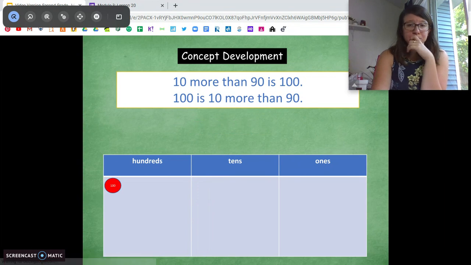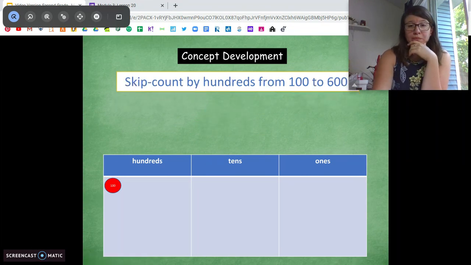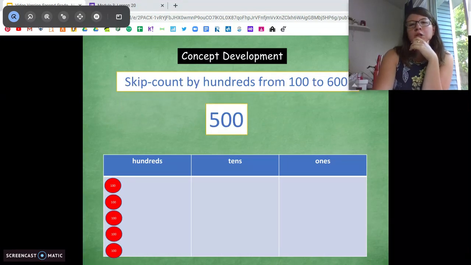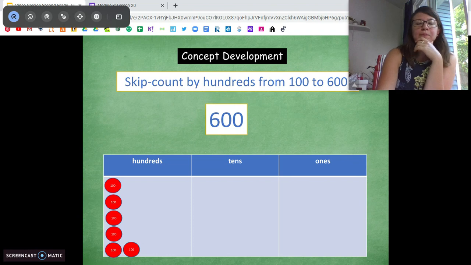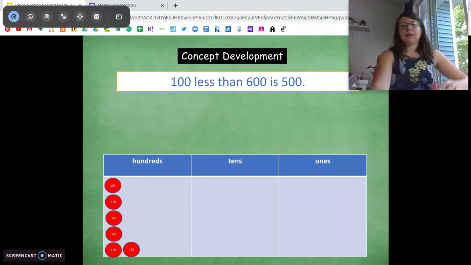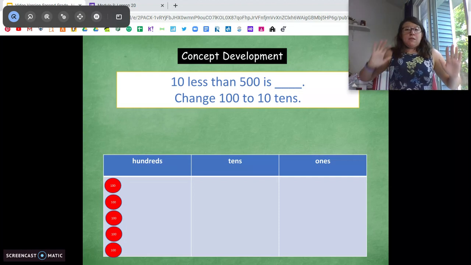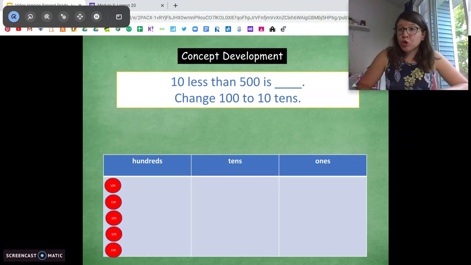Okay. So we're going to skip that for now. We're going to count back up to 600. All right. Leave that 600 there. We're going to take 500 away, and we're good to go. Okay. Now, this is where it's going to get a little bit tricky.